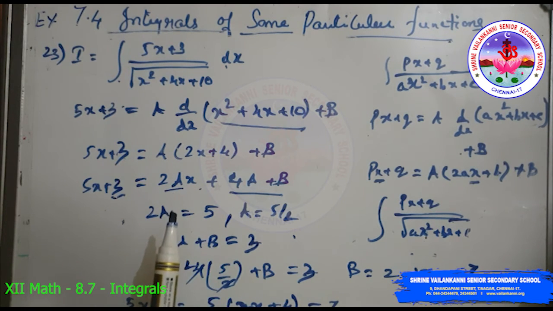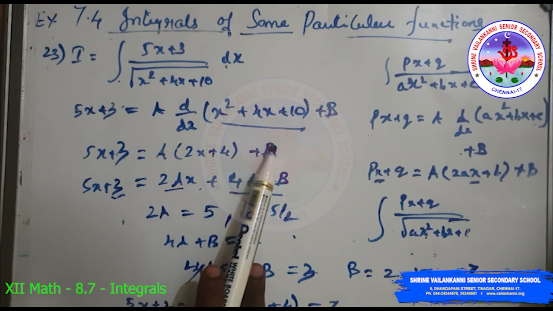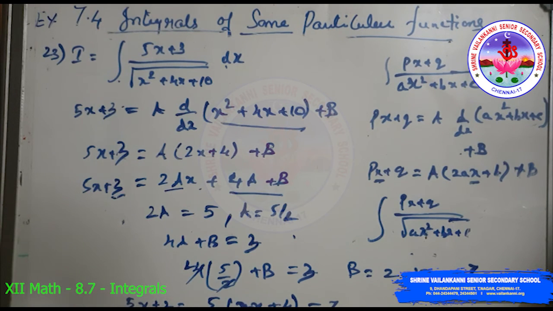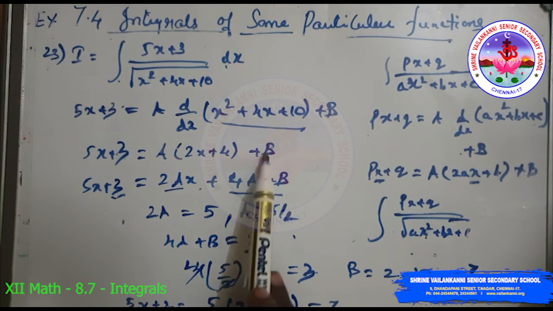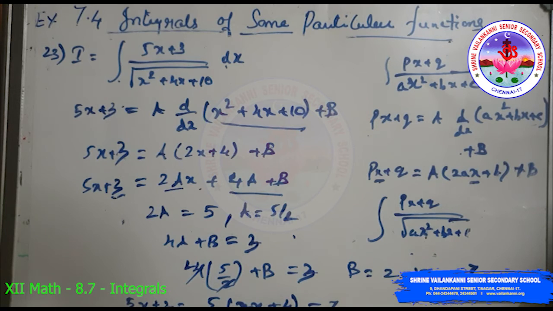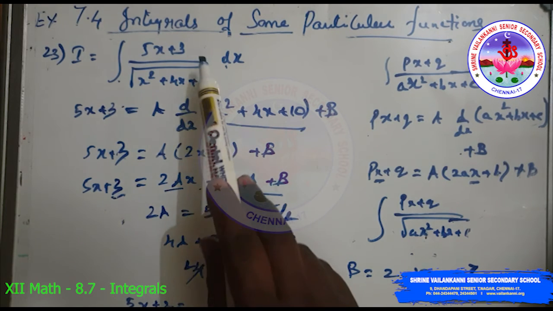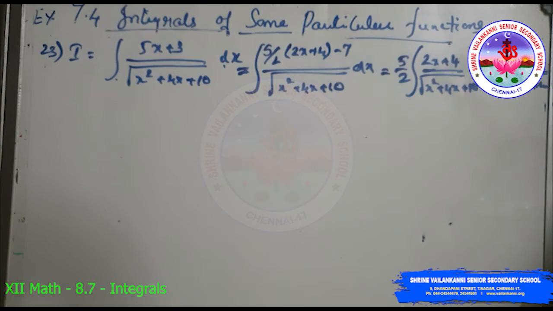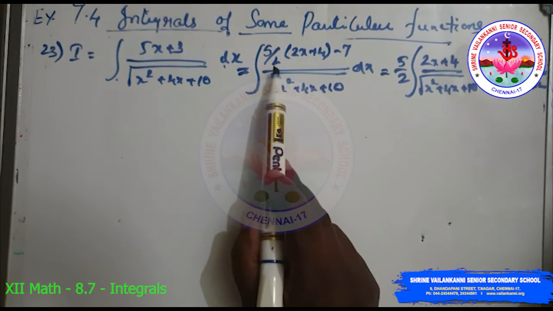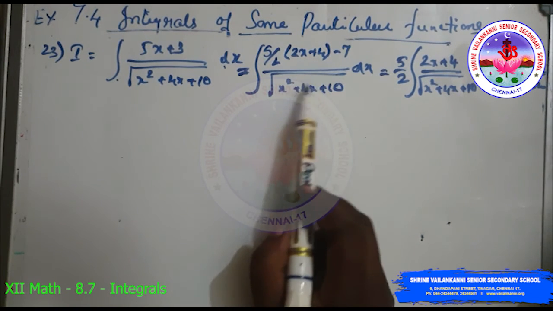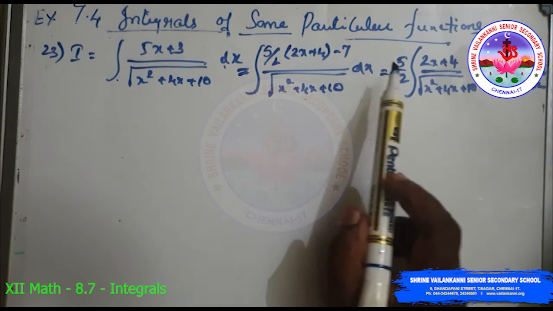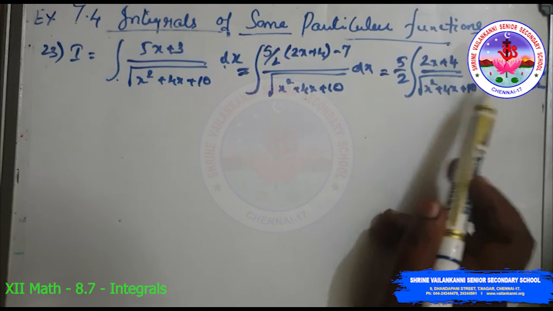Now substituting the value of a and b in the numerator part, that is 5x plus 3, which is equal to 5 by 2 (2x plus 4) minus 7. Here a is 5 by 2 and b is minus 7. Now we are going to substitute this in the integrand. So writing this as 5 by 2 (2x plus 4) minus 7 by root of x square plus 4x plus 10 into dx, which is equal to, separating this into 2.